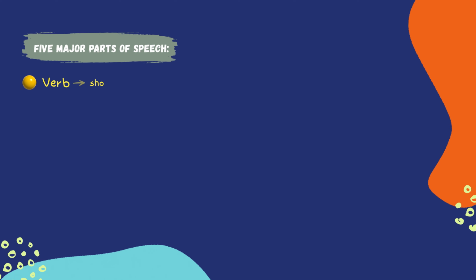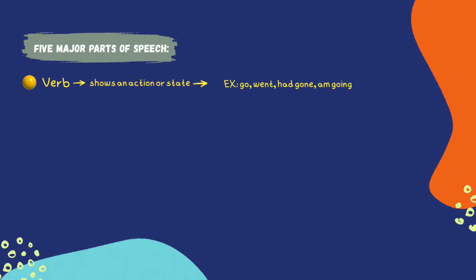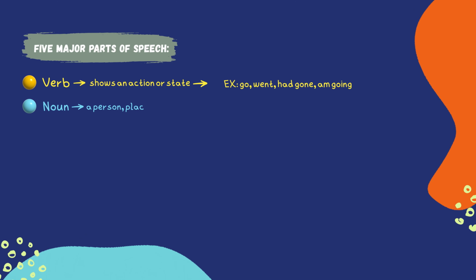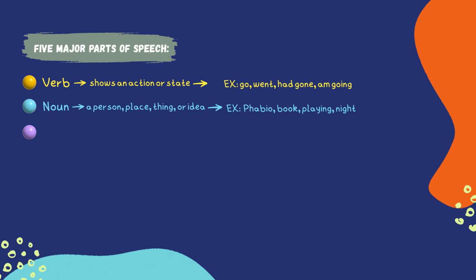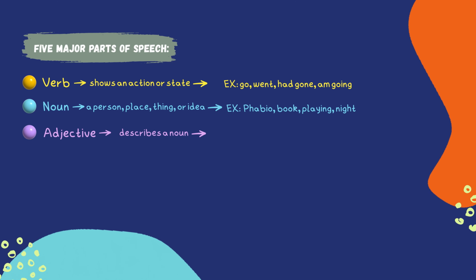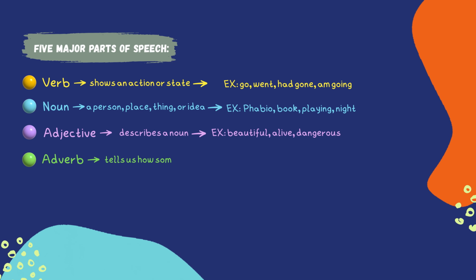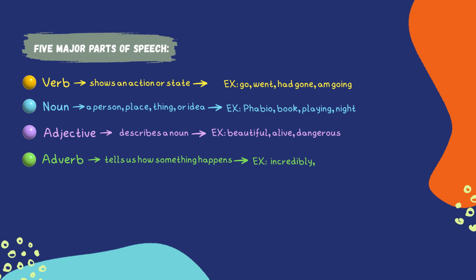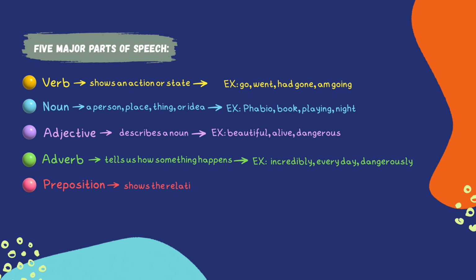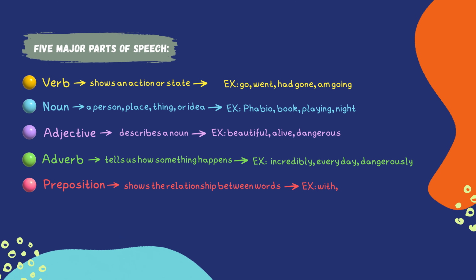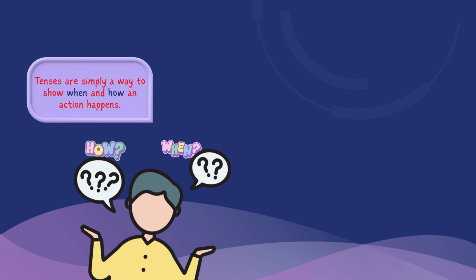Verb shows an action or state: go, went, had gone, am going. Noun, a person, place, thing, or idea: Fabio, book, playing, night. Adjective describes a noun: beautiful, alive, dangerous. Adverb tells us how something happens: incredibly, every day, dangerously. And preposition shows the relationship between words: with, by, at. Tenses are simply a way to show when and how an action happens.